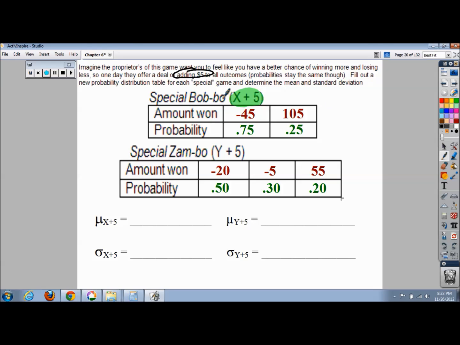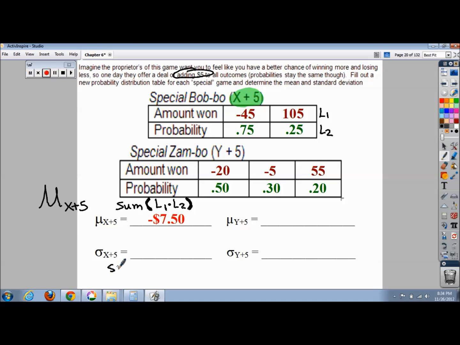So now, if you want to say this is list 1, this is list 2, then if we want to find the mean, and notice the way that I've written this, this is really mu subscript x plus 5. Okay, we're finding the mean of our new random variable x plus 5 added to it. So if we want to find the mean, we can take the sum command, and really we're just going to take list 1 times list 2. And that should give you what this is, which is negative $7.50.